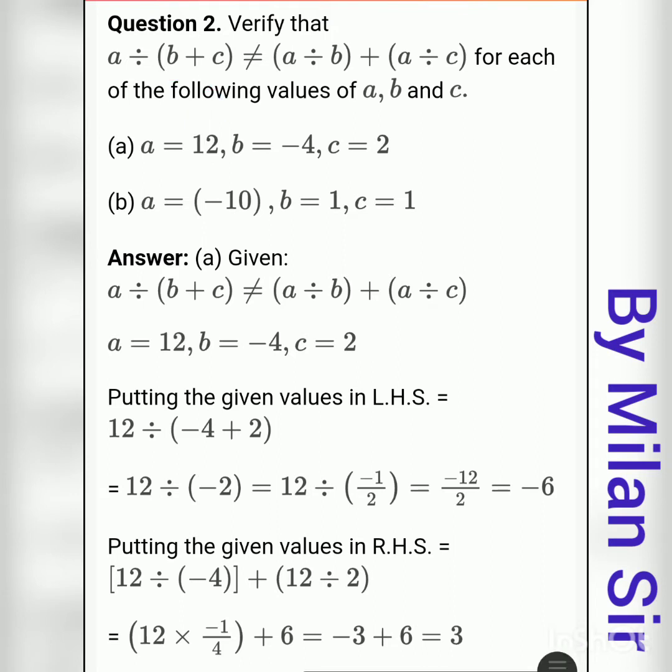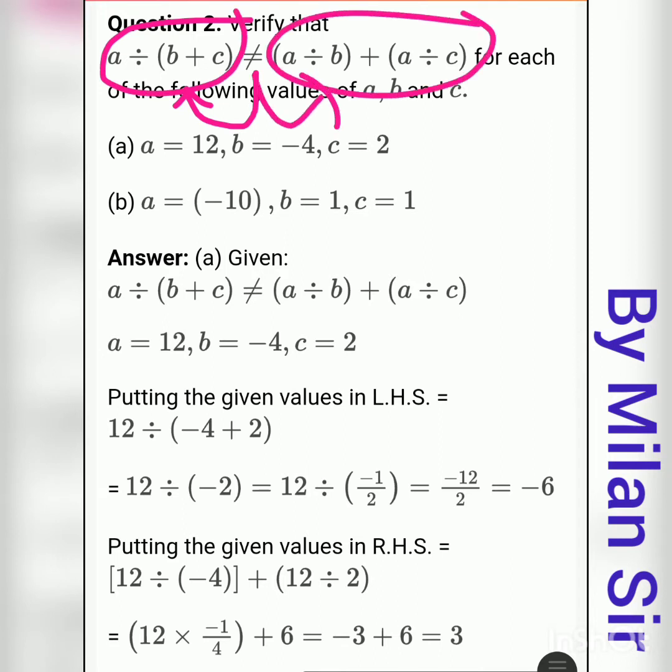So the first question, here some values are given to you. The value of a is 12, the value of b is -4, and the value of c is 2. So we just put these values in the left hand side and in the right hand side, and we show that these two values are not equal. Here the not-equal sign means these two things are not equal. This is called the left hand side and this is called the right hand side. We just show that left hand side is not equal to right hand side.